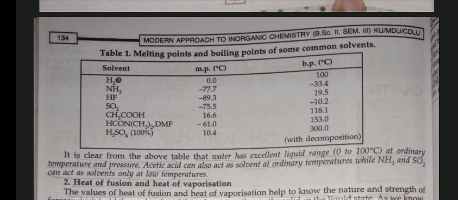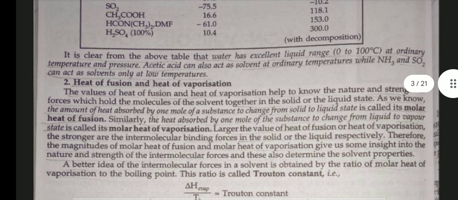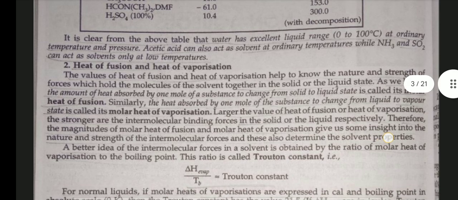Solvent H2O: melting point 0.0, boiling point 100. Ammonia: melting point minus 77.7, boiling point minus 33.4. It is clear from the above table that water has an excellent liquid range, 0 to 100 degrees Celsius, at ordinary temperature and pressure. Acetic acid can also act as a solvent at ordinary temperatures, while ammonia and sulfur dioxide can act as solvents only at low temperatures.